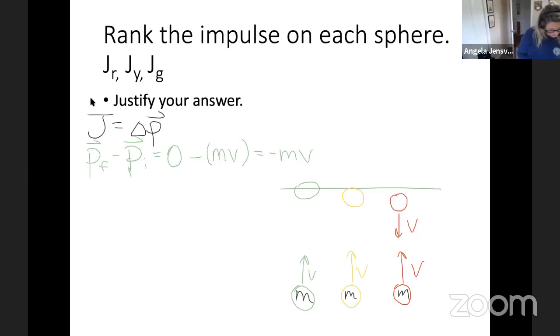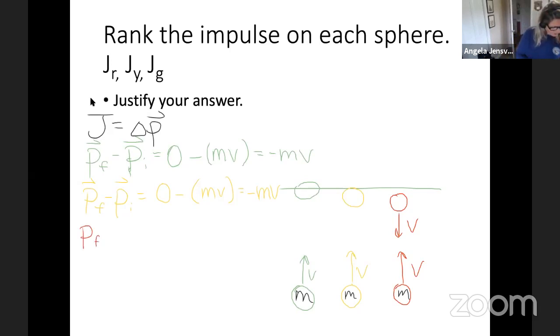Okay, now let's do the yellow one. So P final minus P initial equals, okay, what is the final momentum of the yellow ball? The one that stuck to the tape abruptly. That was 0. And then its initial momentum was identical to the green one because I was able to launch it at exactly the same speed, mv. So the impulse on the yellow ball was negative mv.